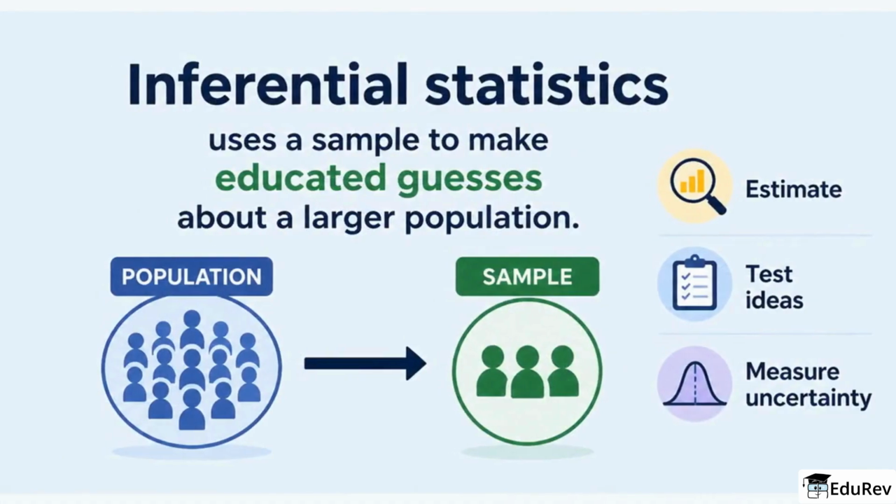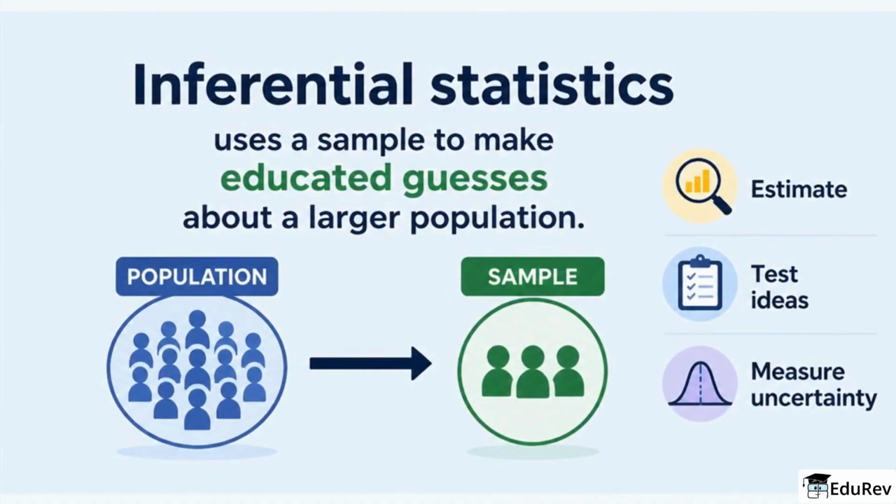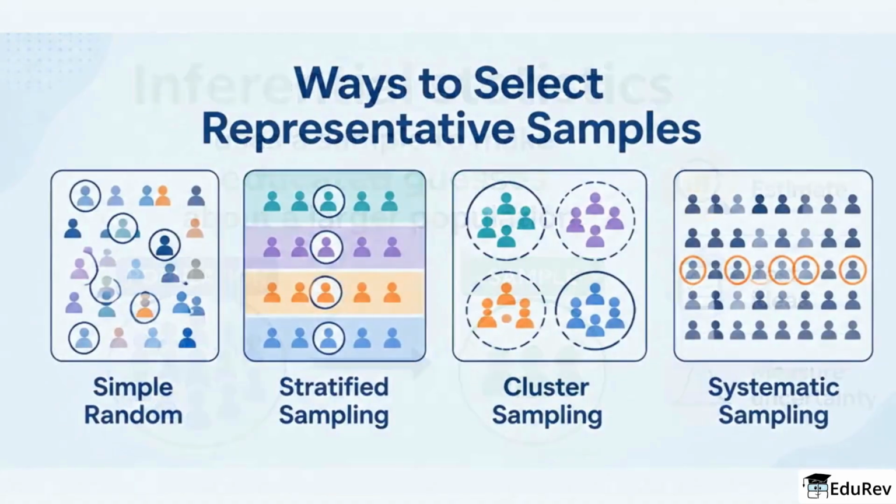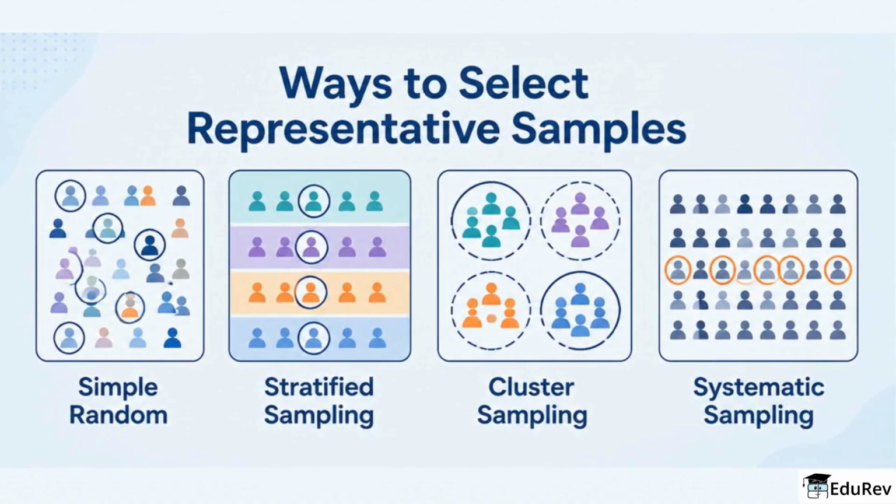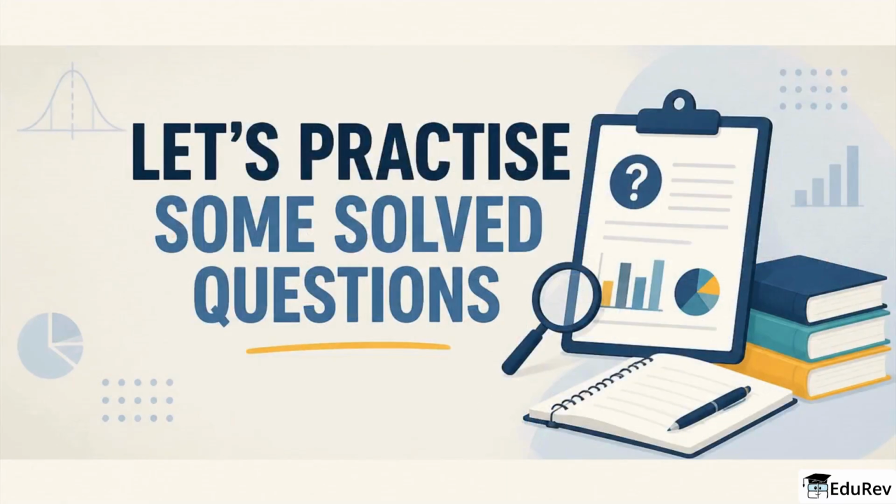Inferential statistics uses a sample to make educated guesses about a larger population. It helps us estimate, test ideas, and measure uncertainty. Common sampling methods used to pick representative samples include simple random sampling, stratified sampling, cluster sampling, and systematic sampling. Now let us go through some solved questions to practice these ideas step by step.